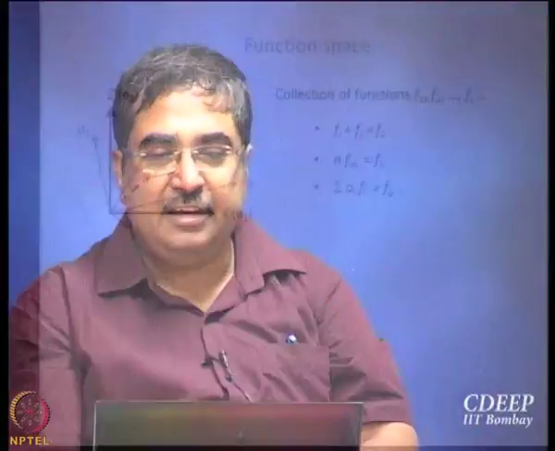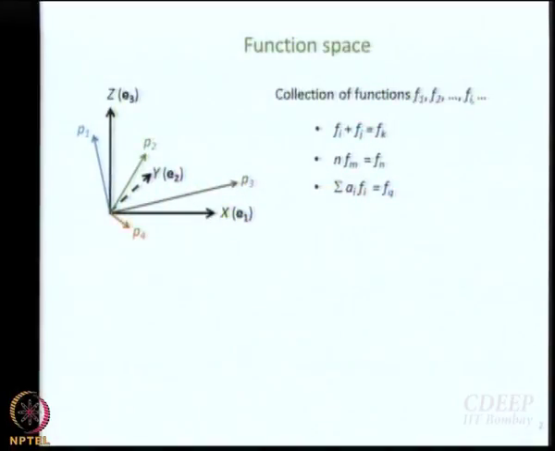Now, third is, if you combine the first two, then what you write is, if you take a linear sum of the functions, then the linear sum of the functions is also a function in the function space. Sum over i, ai fi is equal to fq, say. fq belongs to the function space. This also I think you will understand very easily with the example of position vector.